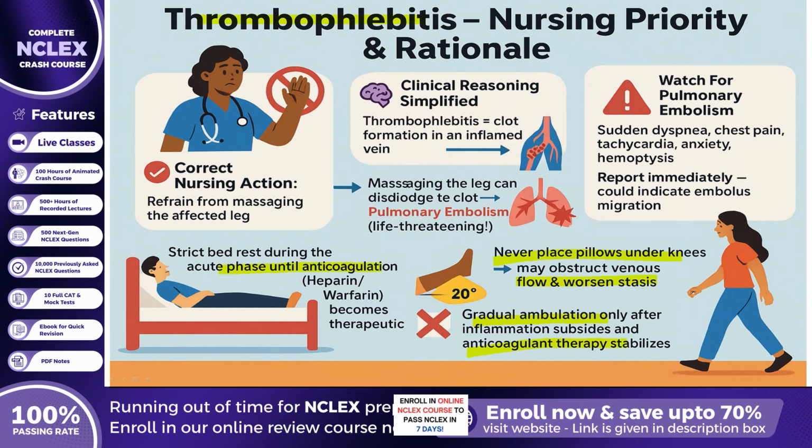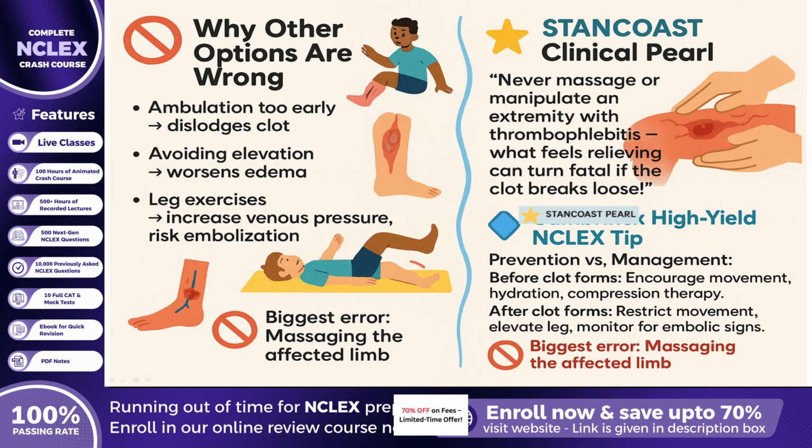The nurse must also remain vigilant for early signs of pulmonary embolism, such as sudden shortness of breath, chest pain, anxiety, tachycardia, or coughing up blood. Warm compresses can help soothe discomfort, and prescribed anticoagulants such as heparin or warfarin are essential in preventing clot extension and further complications.